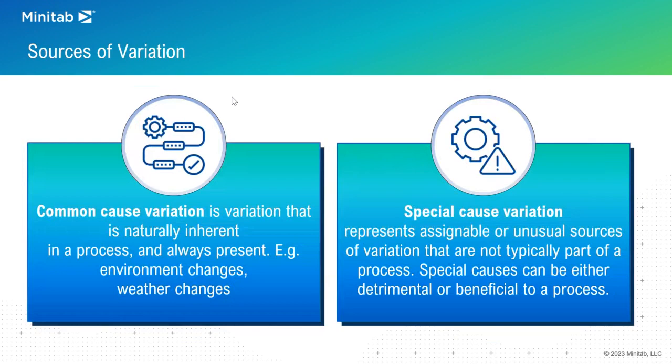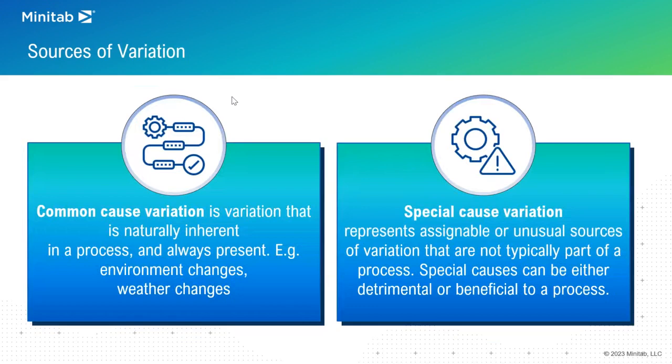And then we have special cause variation. And special cause variation is what we're trying to identify with SPC. It really represents assignable or unusual sources of variation that are not typically part of that process. They can either be detrimental or beneficial to the process, but our goal today is we want to identify any special cause variation as quickly as possible.